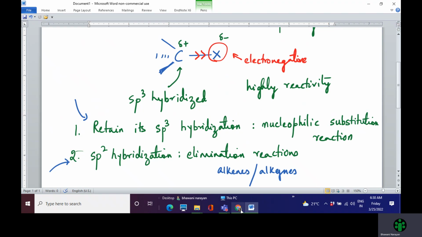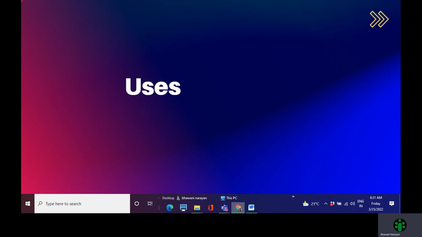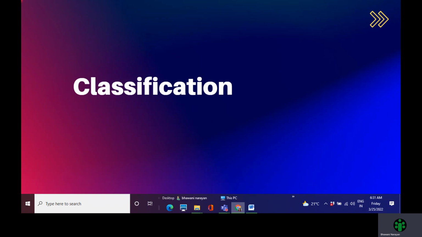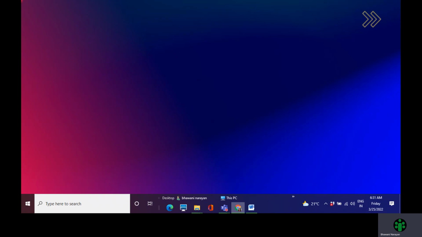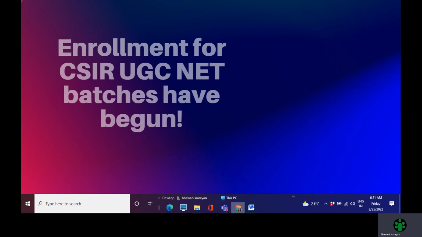So let us just recapitulate what we learned. We learned the structural representation of alkyl halides. We learned about the uses of alkyl halides. We learned about classification of alkyl halides. And we also learned a little about reactivity of alkyl halides. So it was very nice learning about all this.